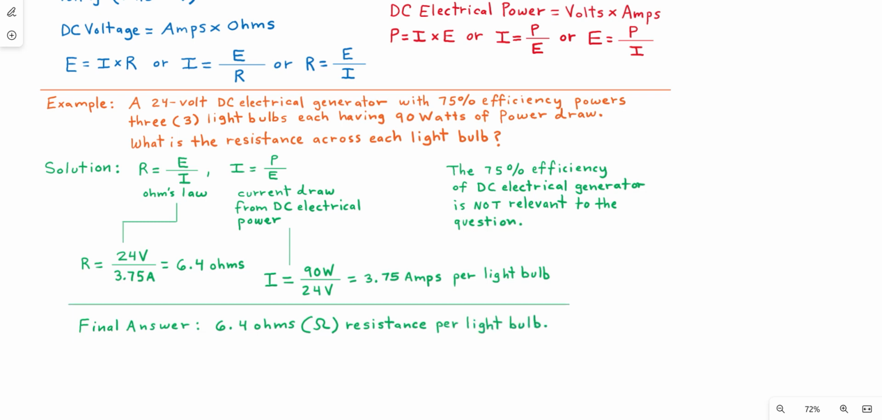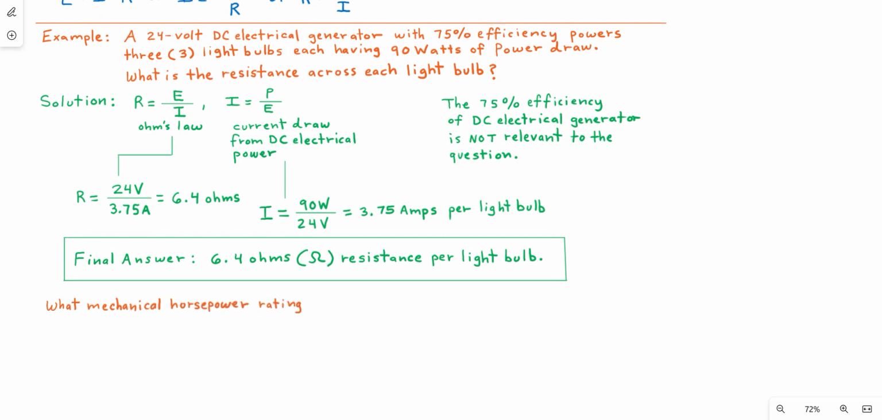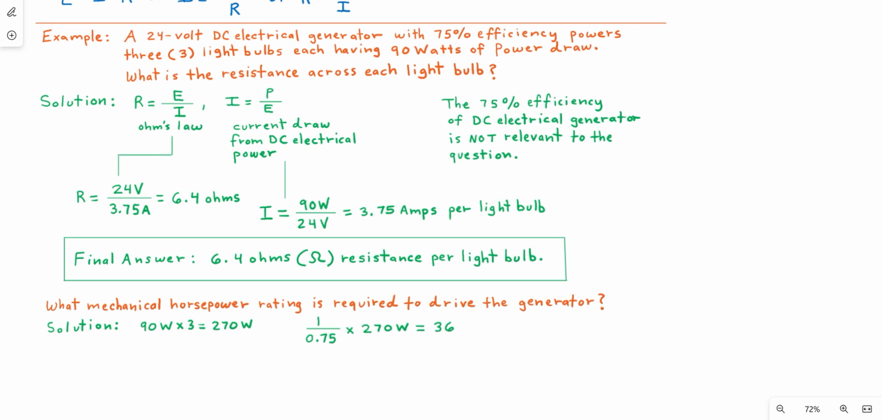power input required to drive the DC electrical generator or its horsepower input. The Prep-Ware will indicate the number of watts per horsepower and may then ask a question which may appear on the FAA written general exam: what mechanical horsepower rating is required to drive the generator?